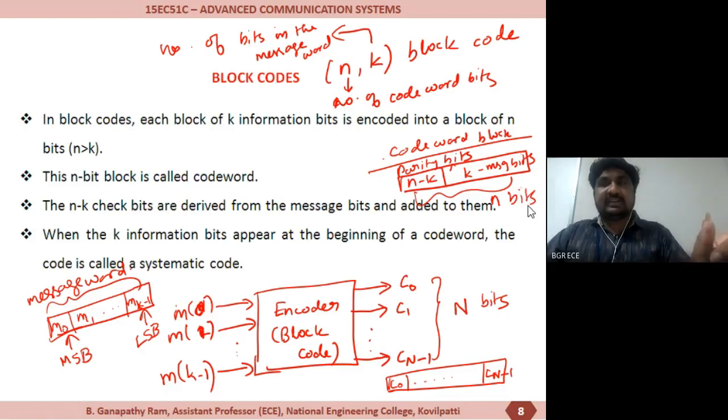So these block codes can be represented in a systematic form or in a non-systematic form. If it is in the systematic form, the parity bits are either added at the beginning or at the end of the code word.